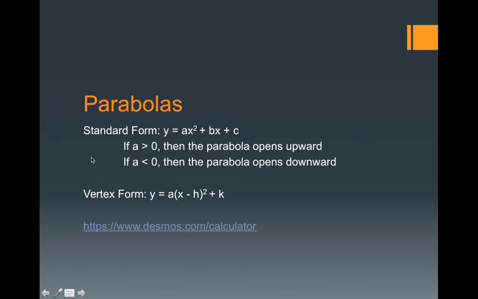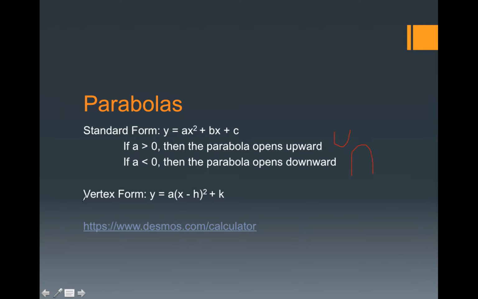So here are the different ways to express a parabola in equation. This is the standard form, y equals ax squared plus bx plus c. This can also be referred to as the quadratic formula. If a is greater than 0, then the parabola will open upwards, just like this. Please forgive me for stuttering. And if a is less than 0, then the parabola will open downwards like this.